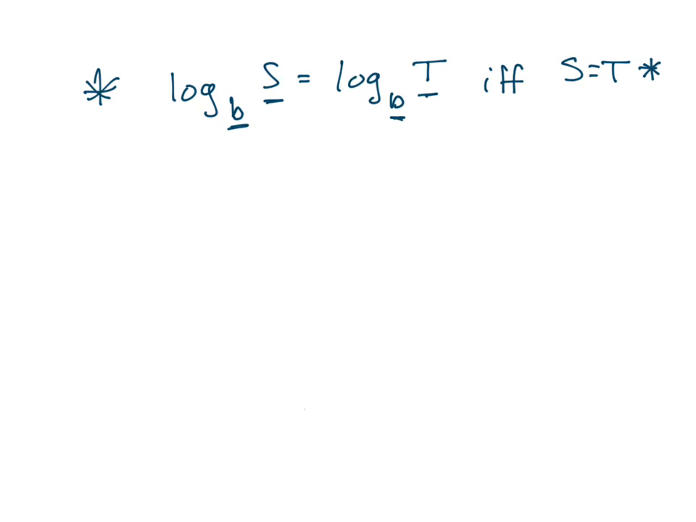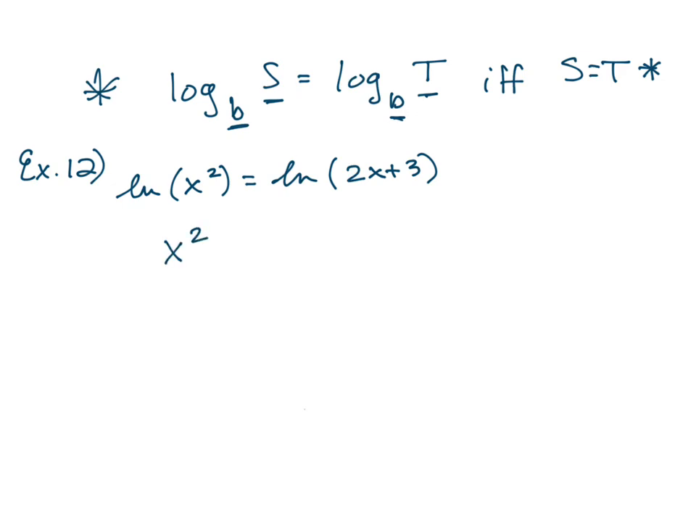Kind of feel where this is going? Maybe. Here's example 12. It says natural log of x squared equals the natural log of 2x plus 3. The bases are equal. What's the base, Maddie? E. So if the bases are equal, the arguments are equal. So she said set the arguments equal to one another. X squared equals 2x plus 3.